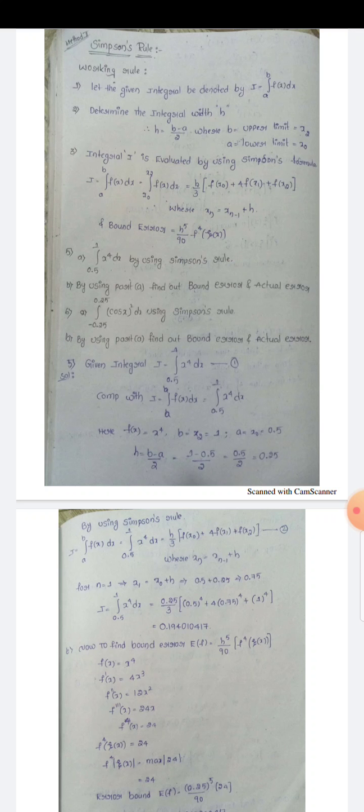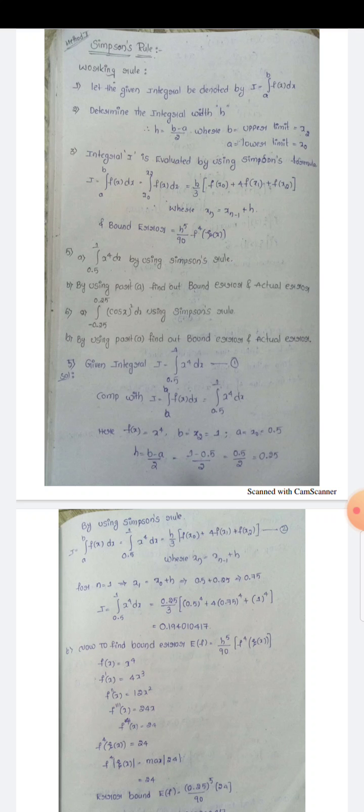Today's topic: Simpson's rule. First point: let the given integral be denoted by I is equal to integral a to b f of x dx. Second: determine the step size h, therefore h equals (b minus a) by 2, where b is the upper limit, equal to x2, and a is the lower limit, equal to x0.